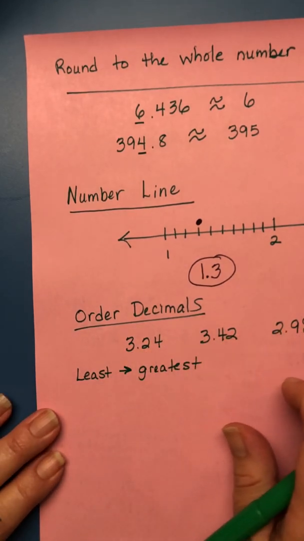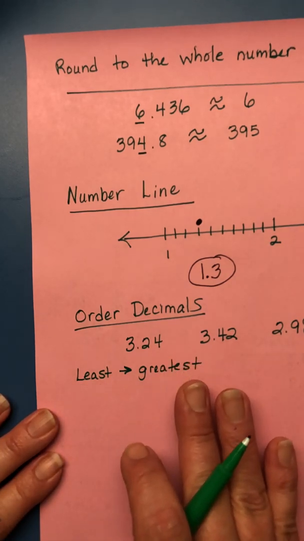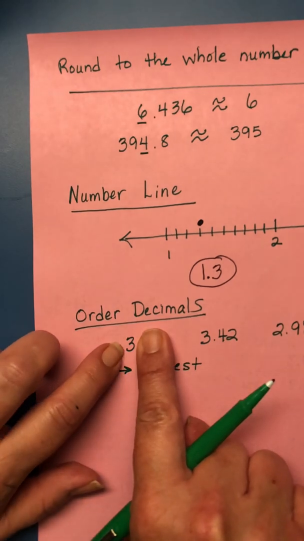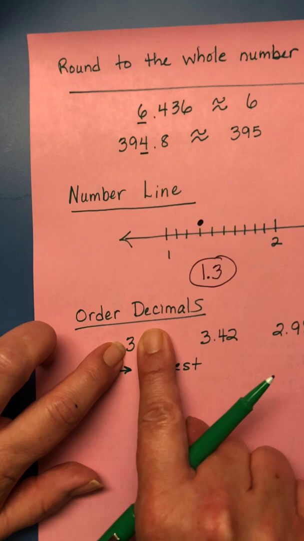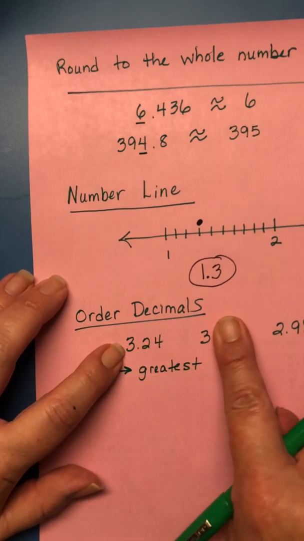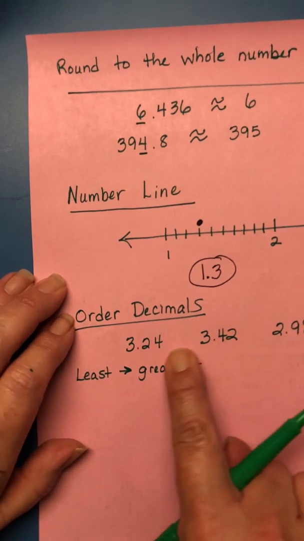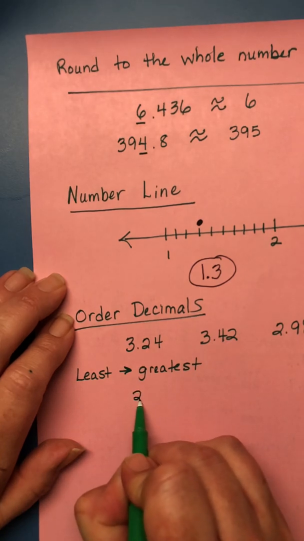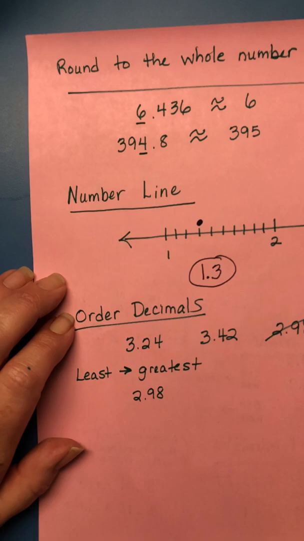So if we are putting these decimals in order from least to greatest, I'm first looking at the whole numbers, the numbers to the left of the decimal, and I'm going to see if there's anything that's obviously the smallest. So I say, okay, there's 3, 3, 2, 3. Obviously, 2 is smaller than any of these 3, so we're going to say 2.98 is the smallest, okay?